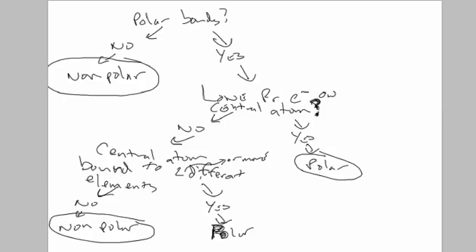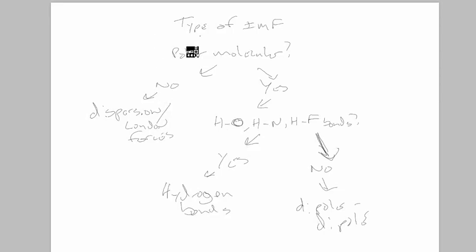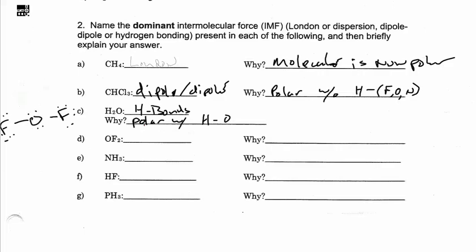Anyway, okay, so the molecule is polar. But do we have any hydrogen to oxygen, hydrogen to nitrogen, or hydrogen to fluorine bonds? Nope. And so therefore, we've got dipole-dipole interactions going on. Let's get back to this guy. So, dipole-dipole.